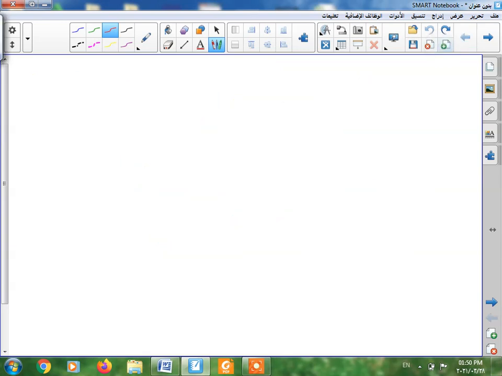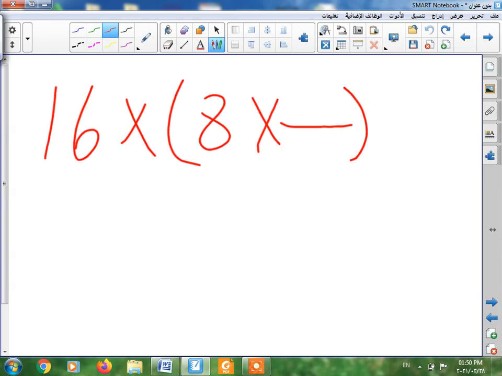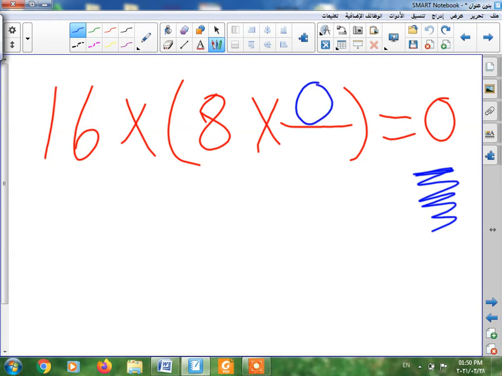If I say 16 times 8 times dots equals 0, how do you find the missing number? 16 times 8 times dots equals 0 means any number times 0 equals 0. Then when we multiply 16 times 8 times what equals 0? Times 0. Do we get anything else? No, write 0 only, because 0 times any number equals 0. Then 16 times 8 times 0 equals 0. Understand?